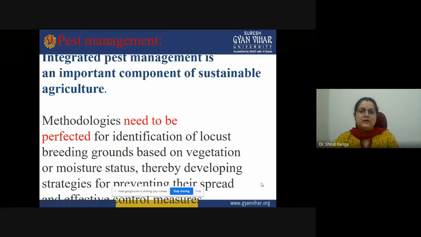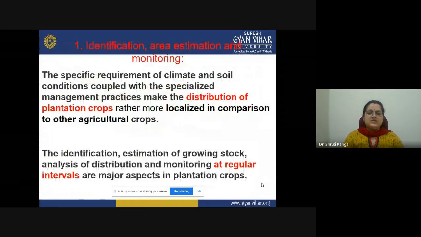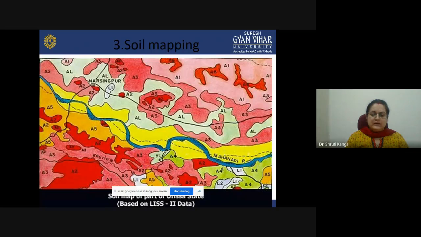Identification and estimation of area, which we discussed yesterday in detail. We will revise it a little bit and then proceed to the next applications. Then we also discussed crop nutrient efficiency detection, and how different things are helpful in these kinds of activities.